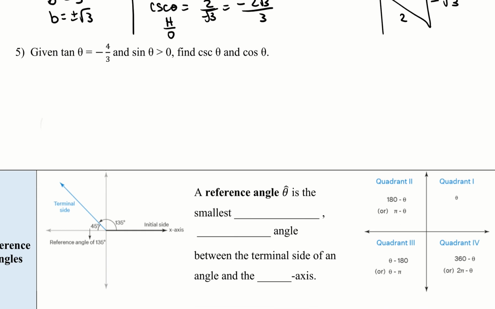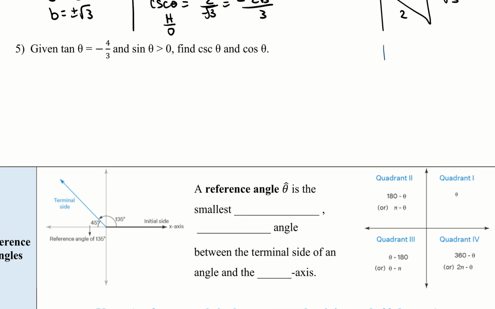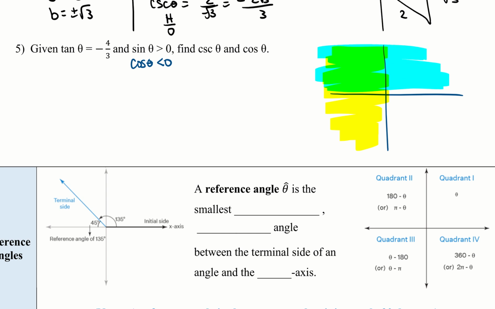Number 5, the tangent is negative. What that tells me is that either sine or cosine is positive, and either sine or cosine is negative. Since sine is positive, cosine must be the one that is negative. Cosine being negative means we're to the left of the y-axis, but since sine is positive, we are above the x-axis, so we must be in the 2nd quadrant. And I'll draw my picture there.